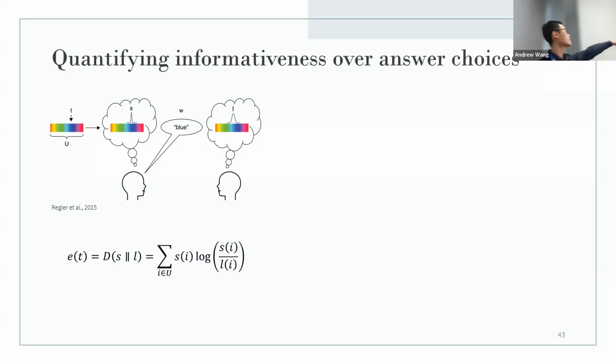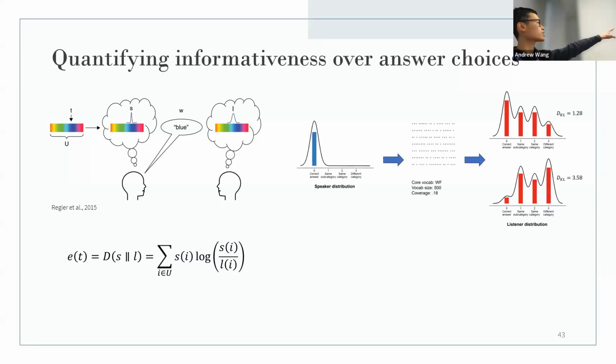And then in the framework, we can compute information loss here for that target meaning using the KL divergence between the speaker and the listener distributions for that target meaning. And so thinking about how we could apply that to our setup, what we have is a given topic, a given Wikipedia article that is being conveyed using the words from a given core vocabulary of a given vocabulary size and coverage. That results in a distribution across participants of the types of answer choices that they chose. And then we can use that to compute the information loss.